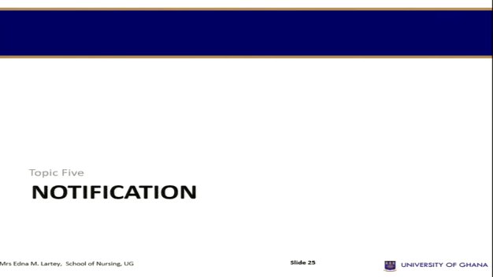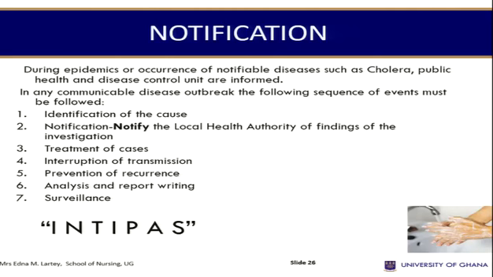For our final topic, notification. Notification is done during epidemics or occurrence of notifiable diseases such as cholera. Public health and disease control units are informed. In any communicable disease outbreak, the following sequence of events must be followed.